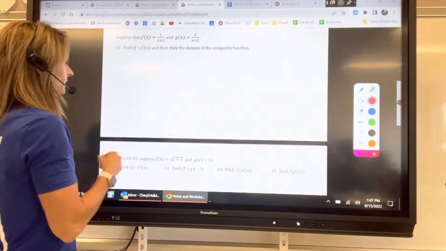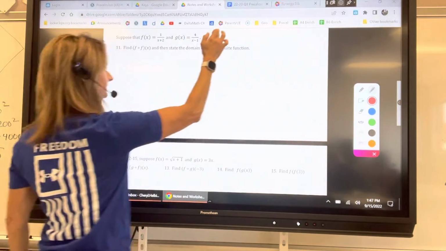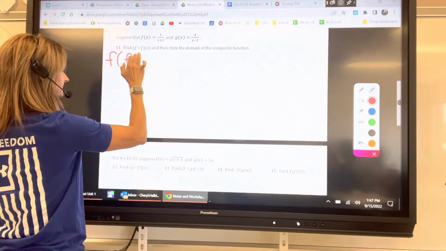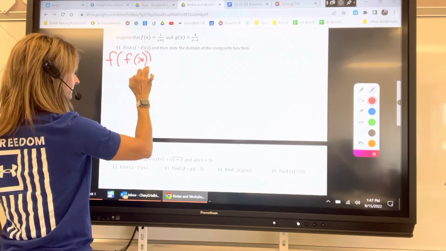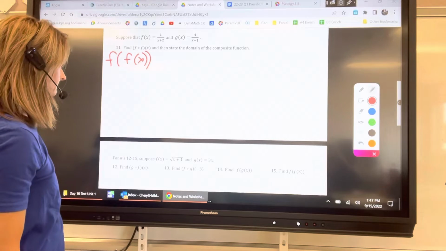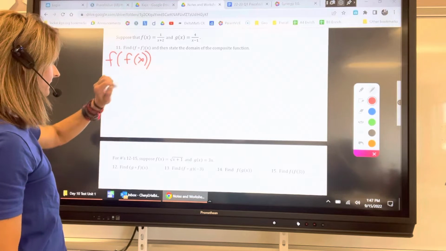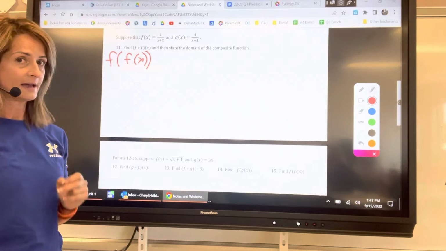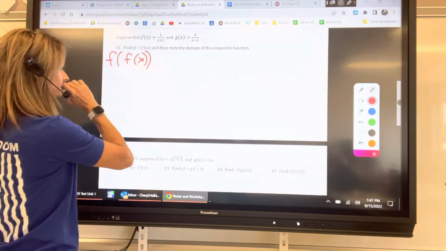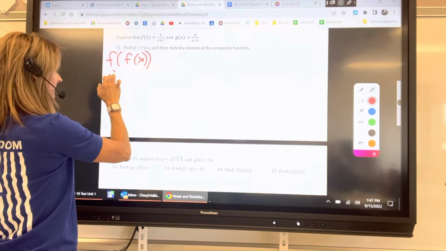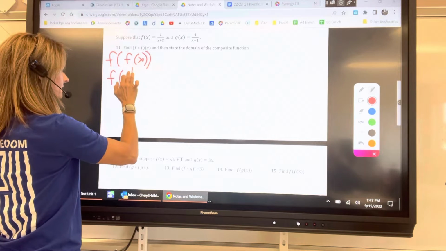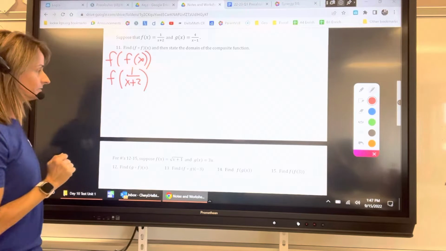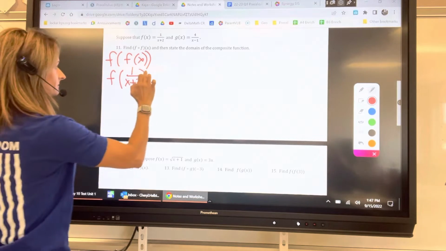So I'm going to rewrite this as f of f of x. So we can see that f of x is our input. And we're going to start with the inside, right? So we're going to go ahead and plug in f of x, 1 over x plus 2, for our x. So if I rewrite this, this is going to be f of 1 over x plus 2. That's our input. So let's do it.